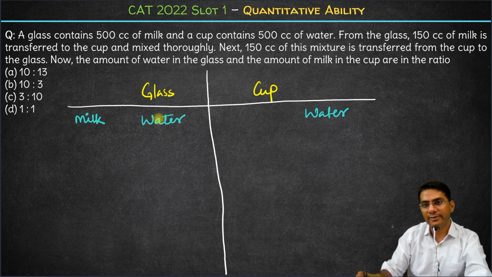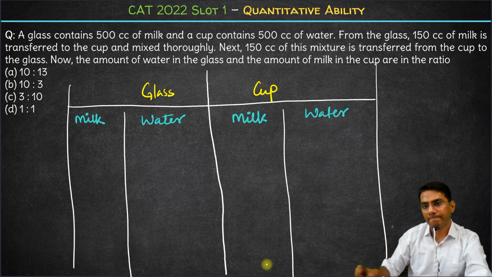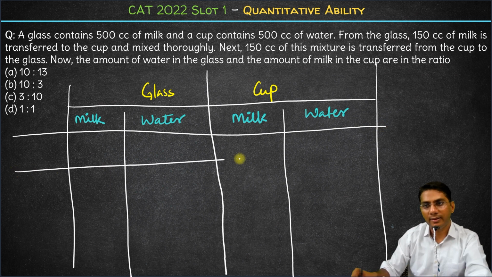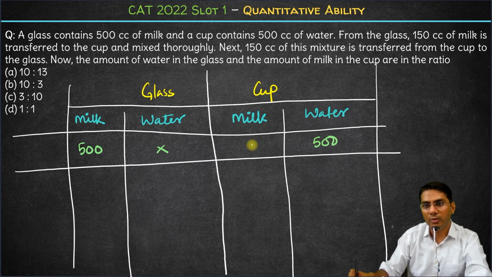So if the glass will have some milk and water, the cup will also have some milk and water at the end. Fine. So initially it is given that the glass contains 500 cc of milk, no water, and initially the cup contains 500 cc of water, no milk. This is what's happening initially.